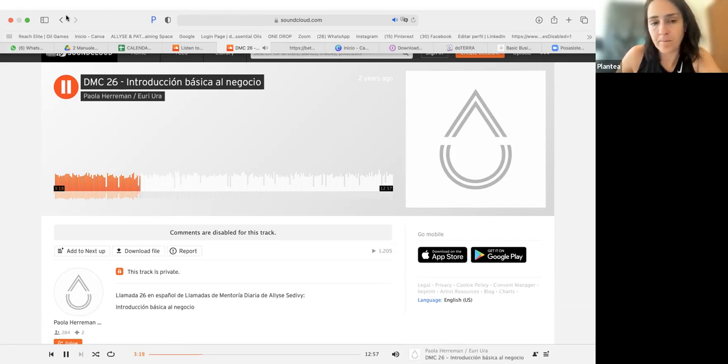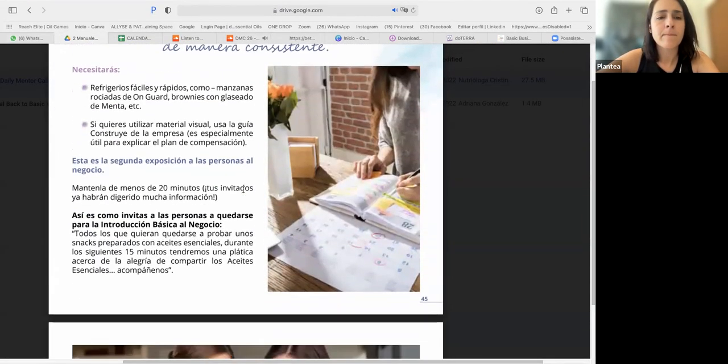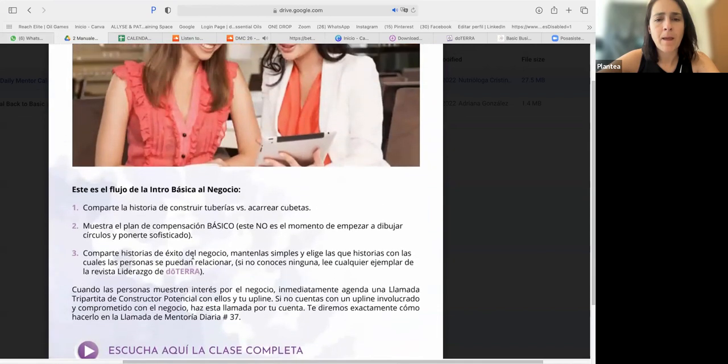Número 1, compartes la historia de construir una tubería. ¿Te acuerdas de esa historia? Si no te la sabes, está en la guía Construye de dōTERRA. Es acerca de un hombre que decide construir una tubería y lo hace poco a poco. Invierte un poco de tiempo y energía y finalmente, en lugar de cargar cubetas todo el tiempo, como lo hacemos cuando estamos en nuestros trabajos, que acarreamos cubetas, él monta esta tubería y lo único que tiene que hacer es prender la llave del agua y el agua está ahí en la cantidad que quiere cuando él quiere. Eso es como lo que estamos haciendo creando dōTERRA, ¿cierto?